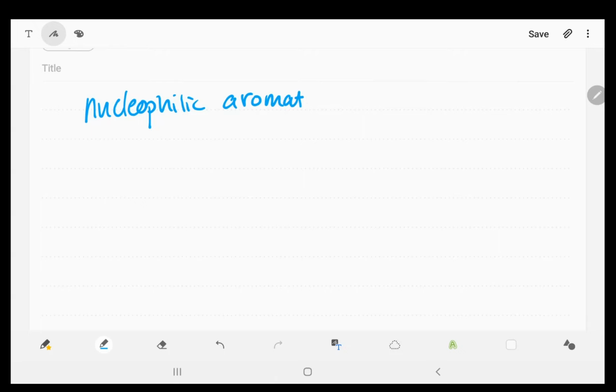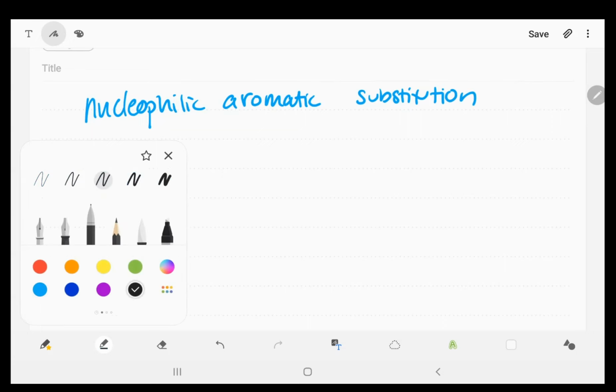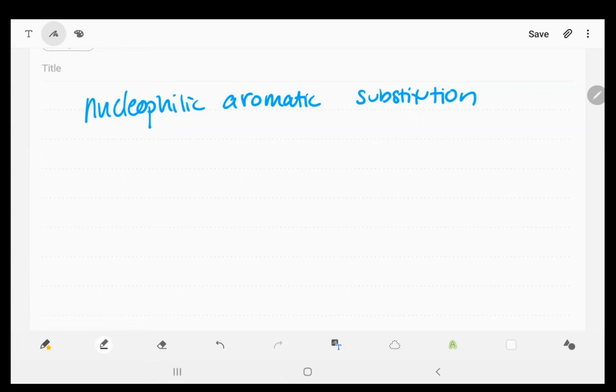Nucleophilic aromatic substitution. In this sort of situation, we're going to be looking at taking benzene that has a leaving group on it, and ideally an electron withdrawing group as well. We're going to see that two things are necessary for nucleophilic aromatic substitution to happen at normal conditions.